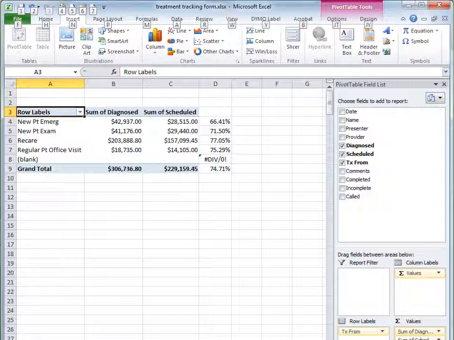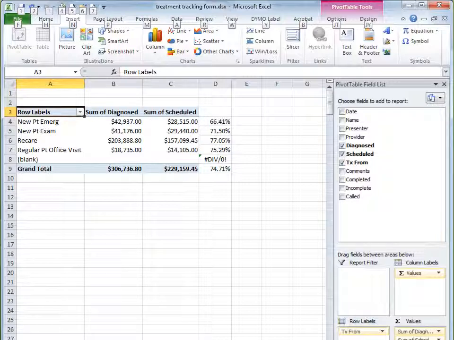This pivot table is showing where the treatment came from. Remember we talked about a new patient emergency, a new patient exam from recare or whatever, and you can see a new patient emergency, all those patients together, we're only getting about 66% of those patients actually scheduled. From recare, however, we're way up at 77%, and that's kind of what you would expect. And a regular patient who comes into the office, for instance, with a broken tooth, very typical example, we're getting about 75%, but we're clear down at 71%.